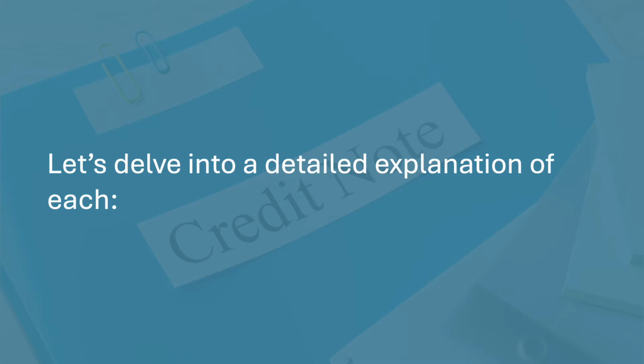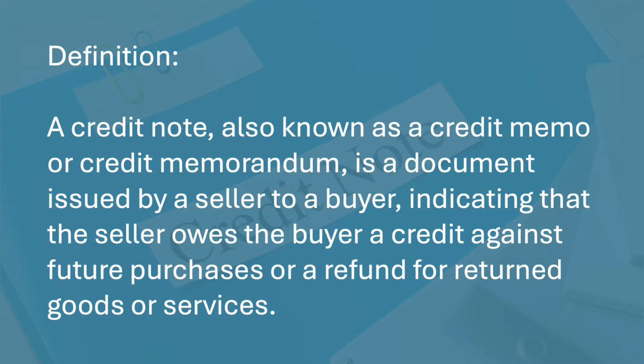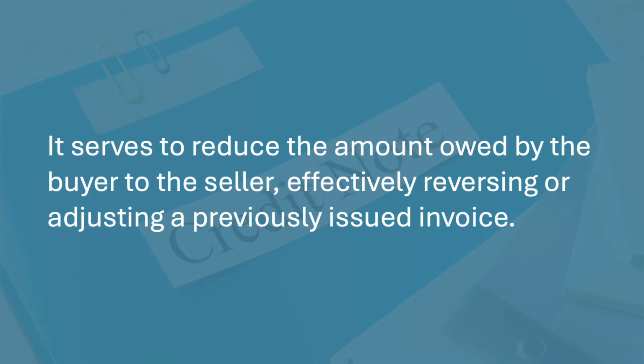Let's delve into a detailed explanation of each. 1. Credit note. Definition. A credit note, also known as a credit memo or credit memorandum, is a document issued by a seller to a buyer, indicating that the seller owes the buyer a credit against future purchases or a refund for returned goods or services. It serves to reduce the amount owed by the buyer to the seller, effectively reversing or adjusting a previously issued invoice.